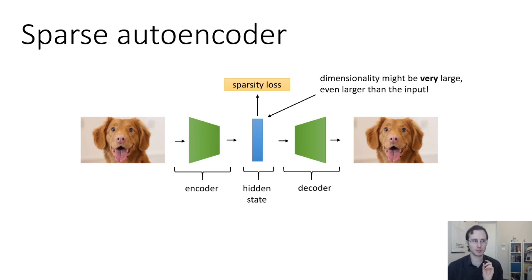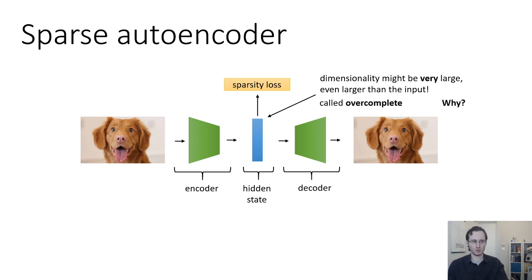Now, crucially, when we train sparse autoencoders, the dimensionality of the hidden state might actually be very large. So very much unlike the bottleneck autoencoder, the sparse autoencoder does not need to have a low dimensional hidden state. In fact, in many cases, we might have an extremely high dimensional hidden state, maybe even larger in dimensionality than the input, because the number of possible attributes that an object might have could even be larger than the number of pixels. This is sometimes referred to as an over-complete representation.